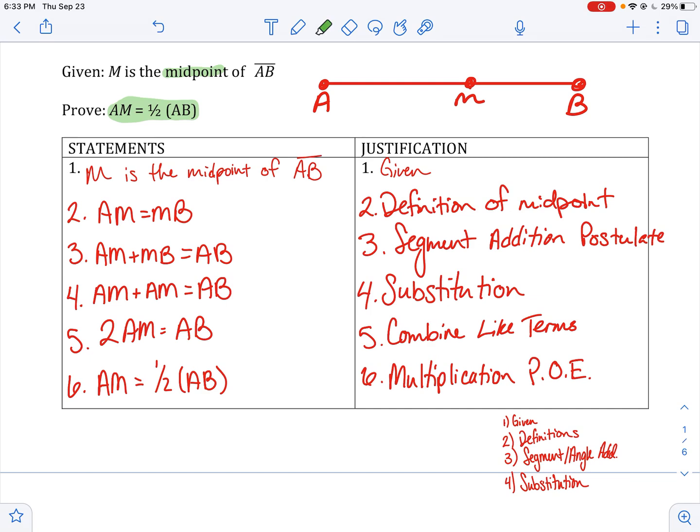And if for some reason you ended up with AB equals 2AM and 1/2 AB equals AM, you could always use your symmetric property to switch the order to get it to where it looks exactly like your proved statement, what you're looking to prove.